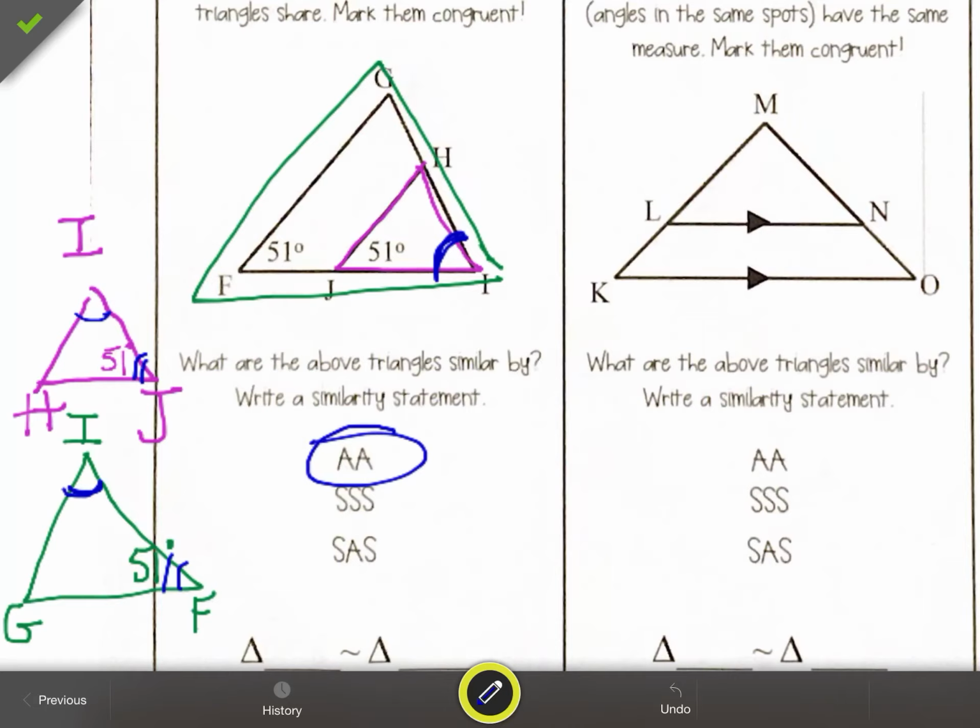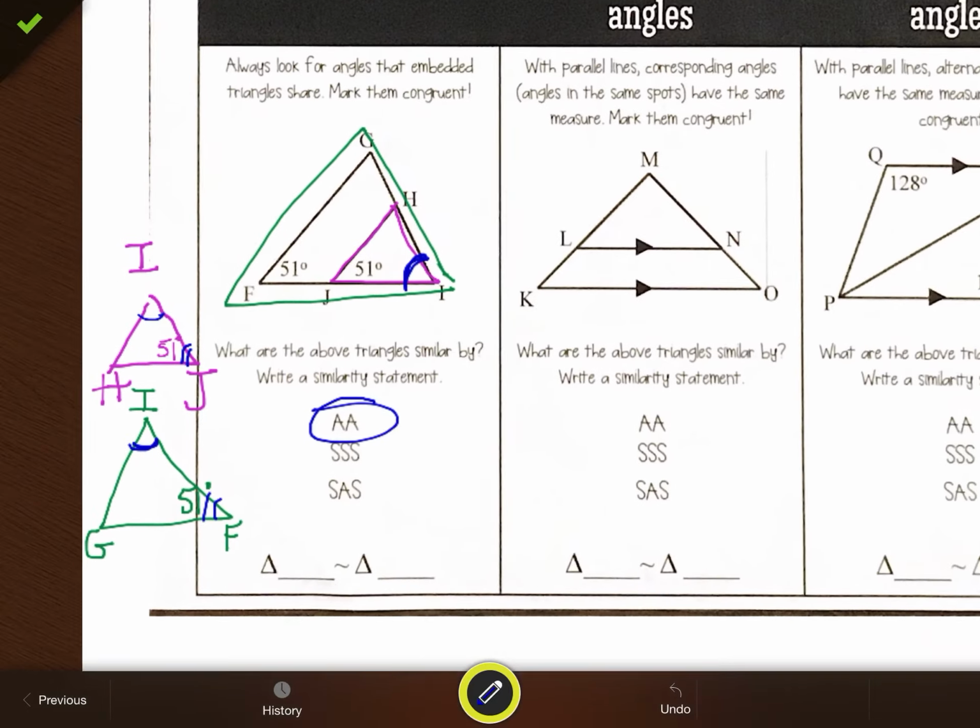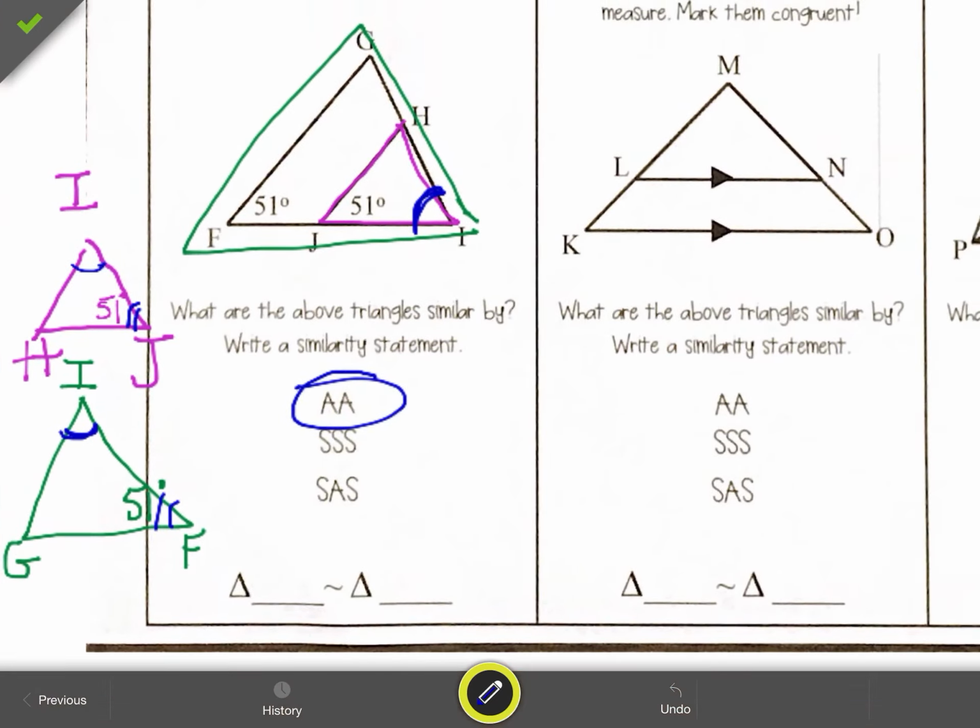So yes, they're similar by angle, angle. Remember, with angles, you don't have to check anything. They just have to be congruent. Angles just have to be congruent. You have to have two pairs.